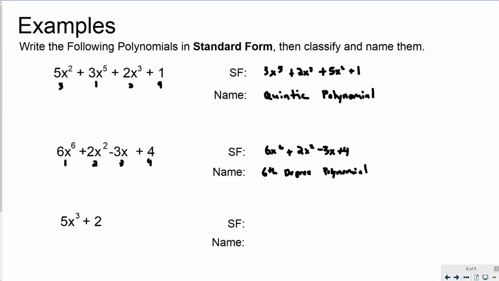And then finally the one on the bottom is also in standard form. This is the highest term, 2 is the lowest term, so we would write it as 5x to the third plus 2. And the name of this would be a cubic binomial. It has 2 terms, so it is a binomial.